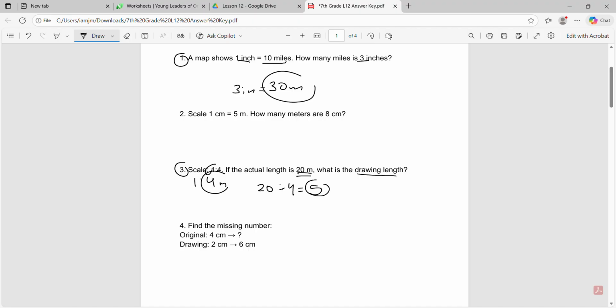We can check if our answer is right. Multiply both sides by 5. 20 meters. In actual length, if it was 20 meters, in drawing length, it would be 5. 5. This will be our answer.